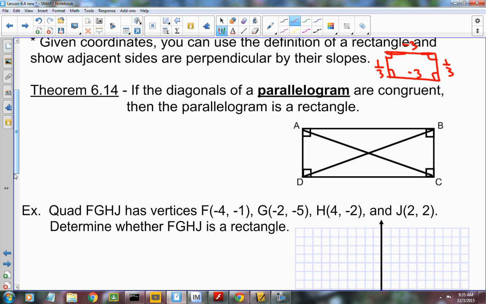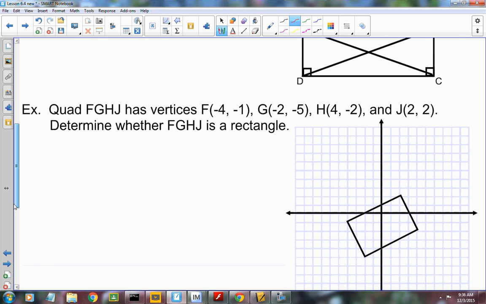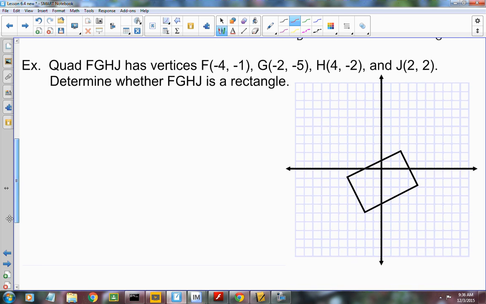I would use slopes if at all possible, because that's easier and quicker. You can look at the opposite sides and tell if it's a parallelogram, and you can look at the consecutive ones and tell if it is a rectangle. All right, so let's look at this example here.